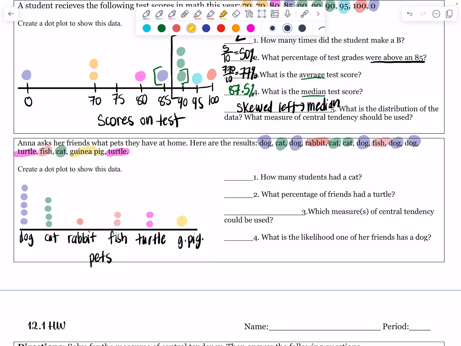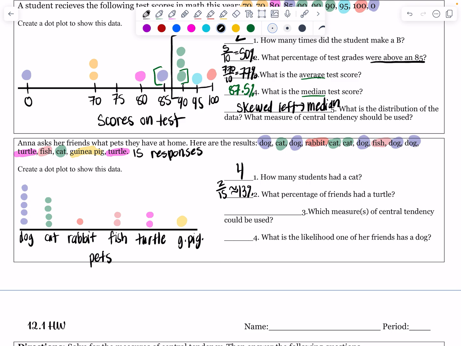And so let's go ahead, we have 15 responses total. Let me make sure I counted that right. 5, 9, 10, 11, 12, 13, 14, 15 responses. It's going to help me to have that total. And so how many students had a cat? We'd say 4. It just gives you a really quick visual representation. What percentage of friends had a turtle? Well, that is going to be 2 out of 15. 2 divided by 15 is going to give me a percentage of about 13%.